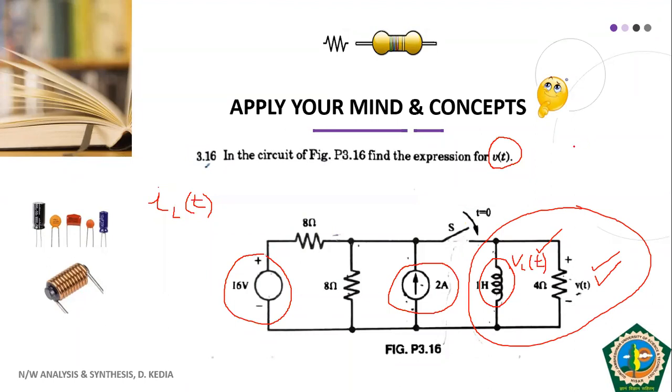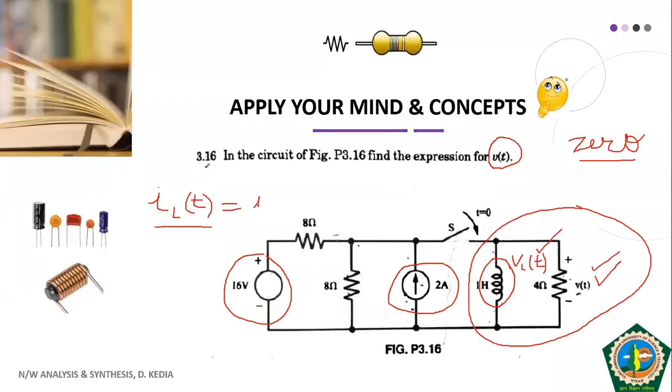It means the initial conditions will be nothing but 0. So your I0 minus equal to I0 plus, that is nothing but 0. So your initial conditions are 0. So in order to now obtain ILT, we again need to find out the natural response first.